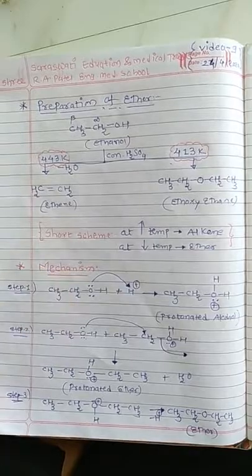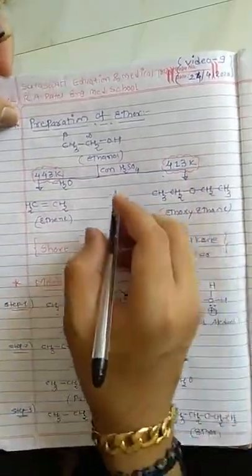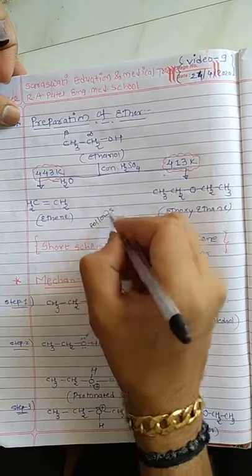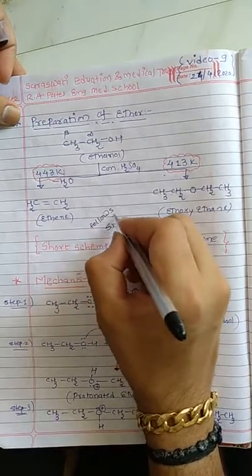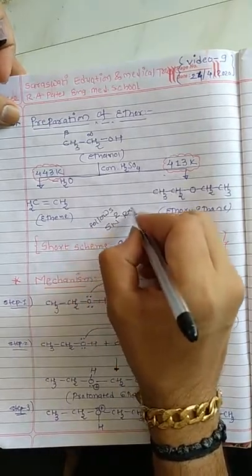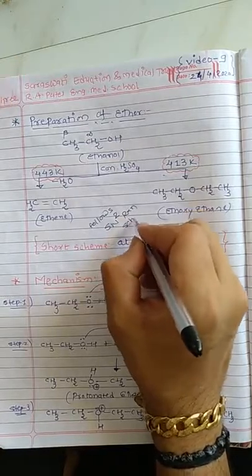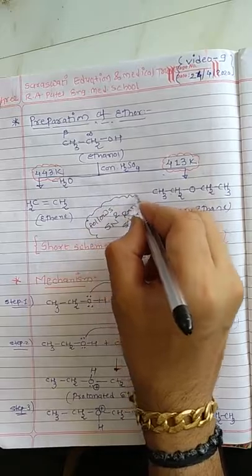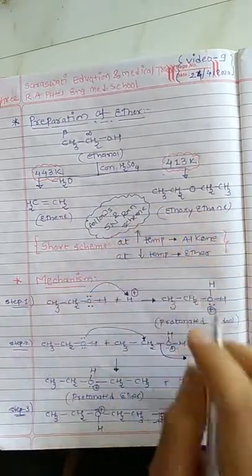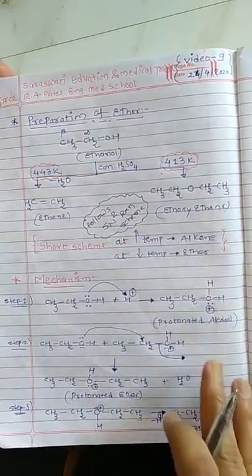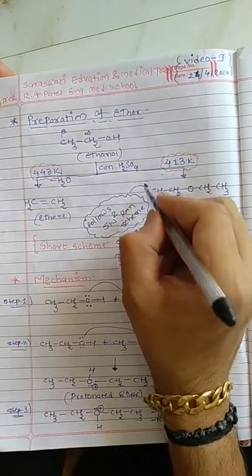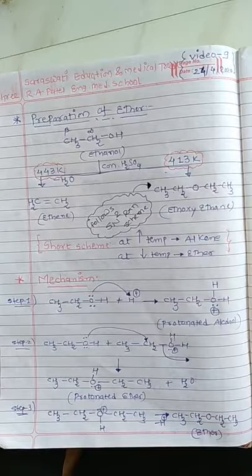So I will write, it follows SN2 reaction scheme. So we have to highlight this word because it is used for MCQ purposes. So formation of ether has an SN2 type of reaction scheme.